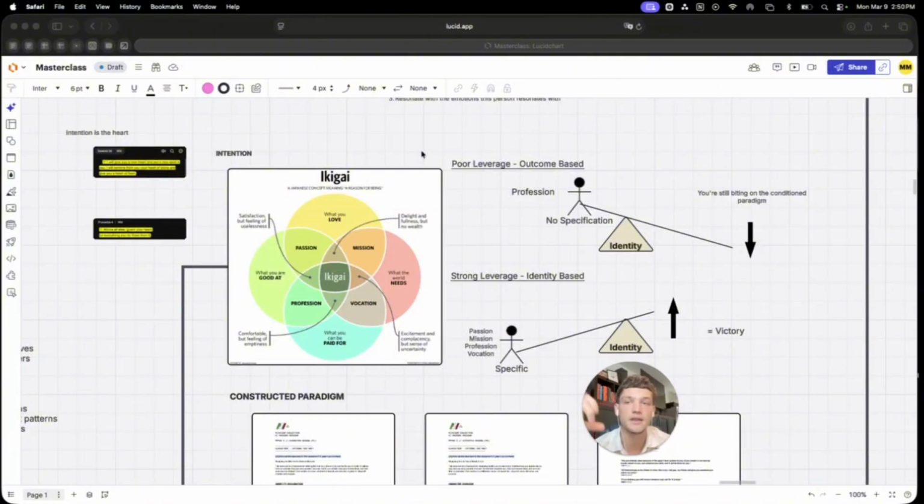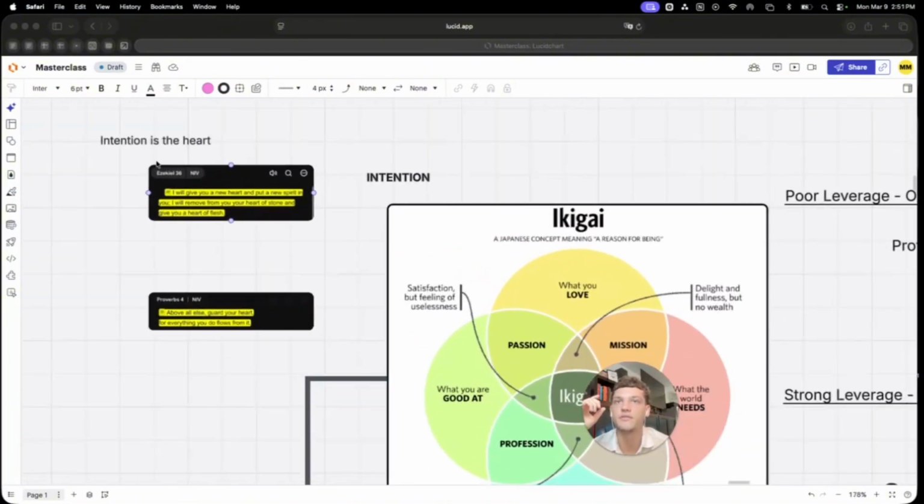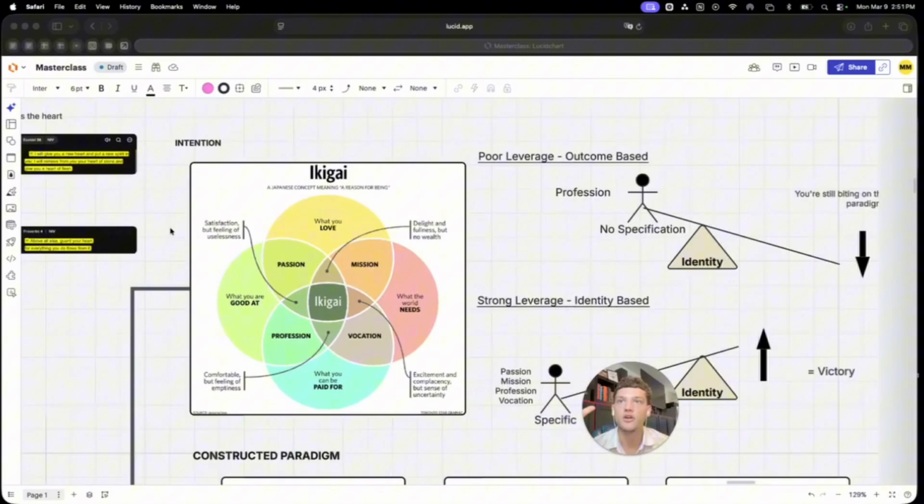Once you have done that three-step process, now we're getting to intention. Now we have a basic understanding of how to operate with proper habitual change in alignment. Now we need to understand intention. Right here in scripture, we have an outline of what intention is. Intention is the heart. Your heart is your intention. It says here, I will give you a new heart and put a new spirit in you. I will remove your heart of stone and give you a heart of flesh. It also says, above all else, guard your heart, for everything you do flows from it. What does that mean? Your heart is your intention.